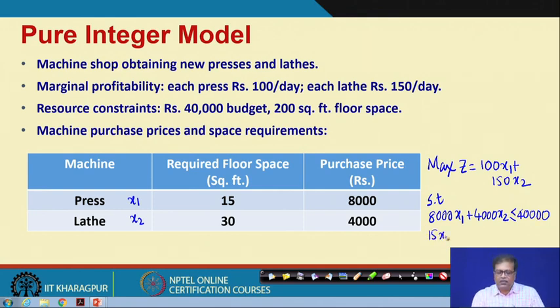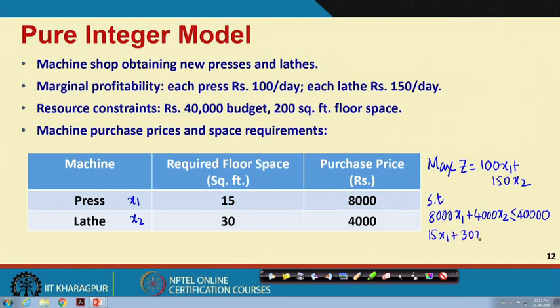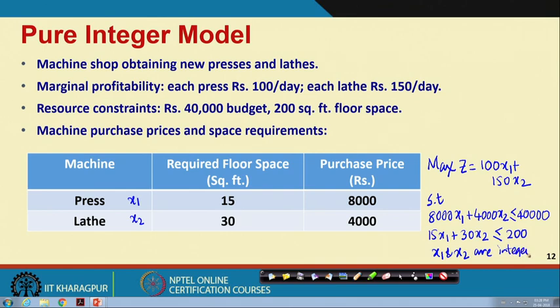constraint: 15 x1 plus 30 x2 less than or equal to 200, and x1 and x2 are integers. Obviously, they are greater than or equal to 0, but they are also integers, because you cannot buy 0.5 press or 0.5 lathe and all that. Is it all right? So, that is essentially what pure integer models are.